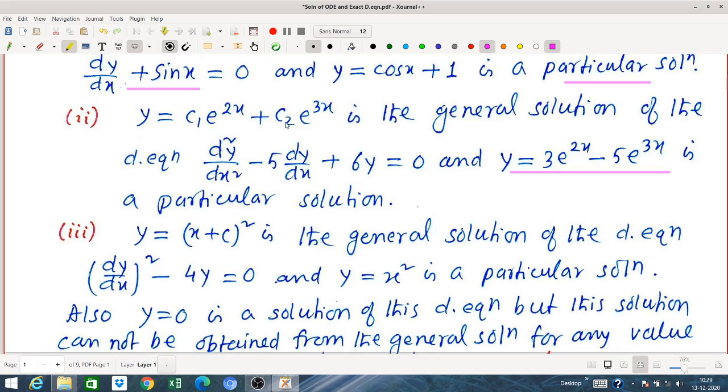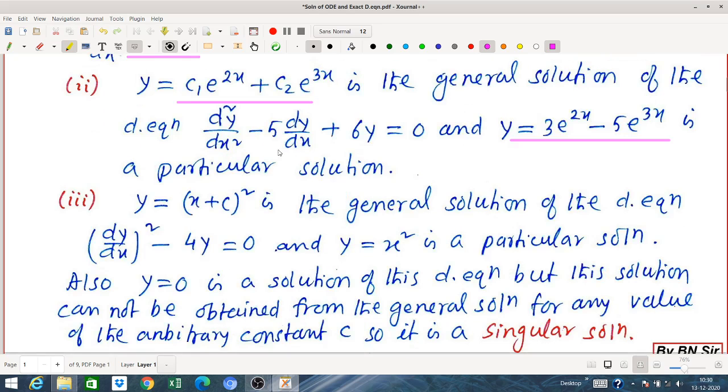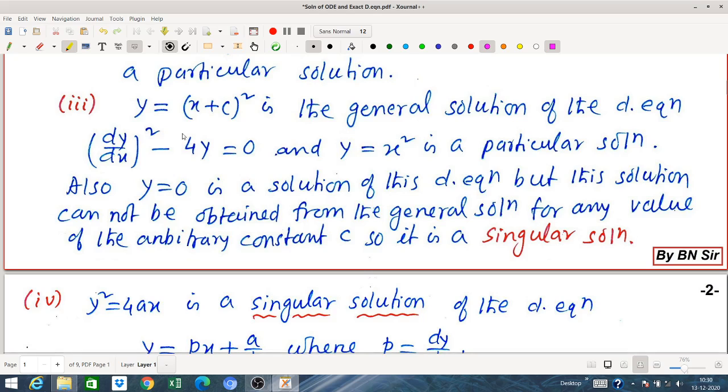Here the number of arbitrary constants is 2 and the order of the differential equation is 2. That is why this is the general solution. And from the relation y equal to c1 e to the power 2x plus c2 e to the power 3x, we can form this differential equation. This type of example we have seen in class 12 also: y equal to this is given, show that this second order derivative relation is equal to 0. Later we shall also see it in coming chapters. Now another one: y equal to x plus c whole square is the general solution of the differential equation dy by dx whole square minus 4y equal to 0.